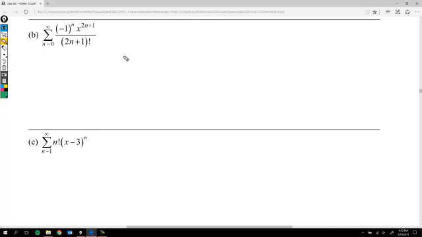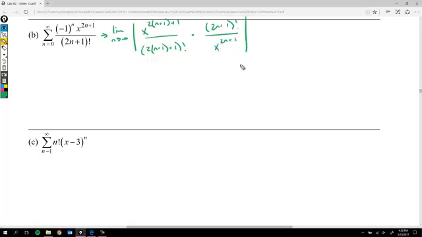Let's try another one. Again, we're going to do our limit to infinity, so the ratio test. Again, I'm going to ignore this -1 for now. So I have x to the 2n plus 1 over 2n plus 1 times, and then the reciprocal. This one's a little weird, so why don't we do a little bit of simplification?